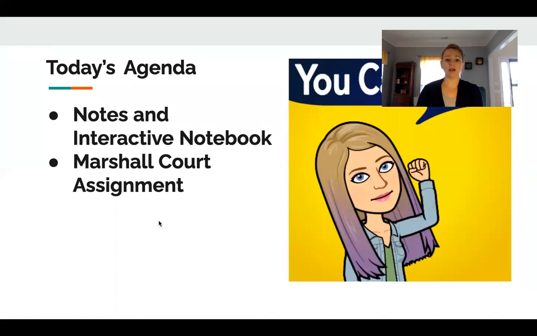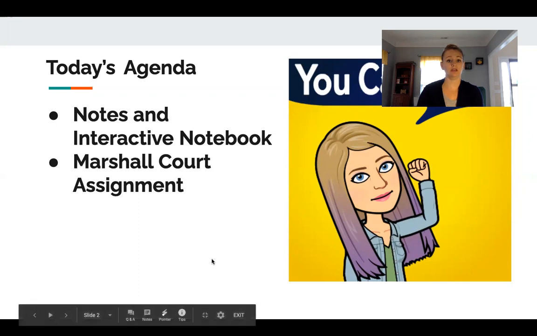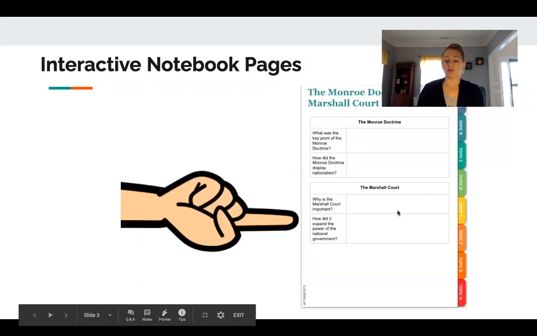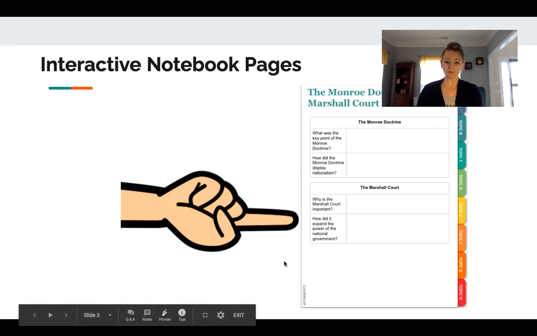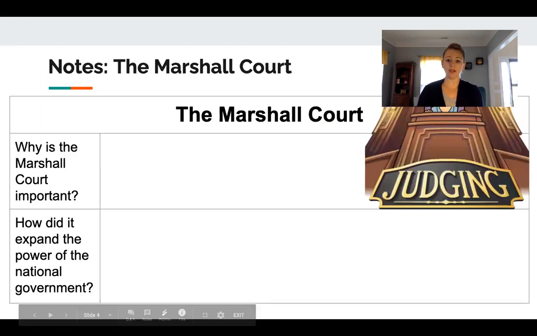If you were in class, we're doing this assignment together, but odds are if you're watching this video, it's because you were not in class. So you're going to have to go through and complete this assignment on your own and make sure that you get it turned in. This is the part of the interactive notebook that you're going to be filling in today. Just these two little spots, like I said, it's going to be very quick. So just make sure you pull up that Monroe Doctrine and Marshall Court page. And then let's go ahead and get into it.